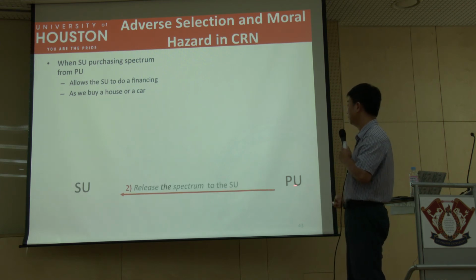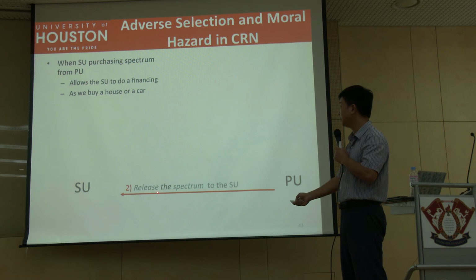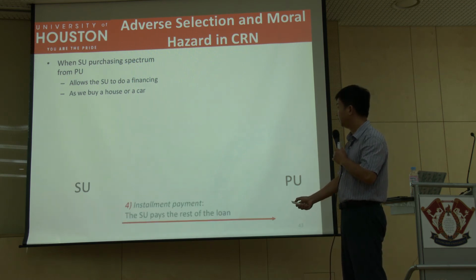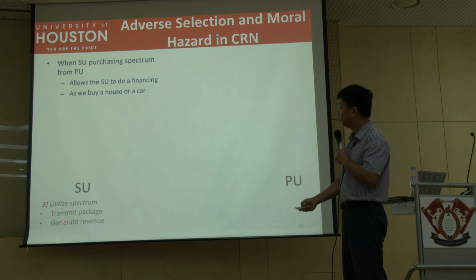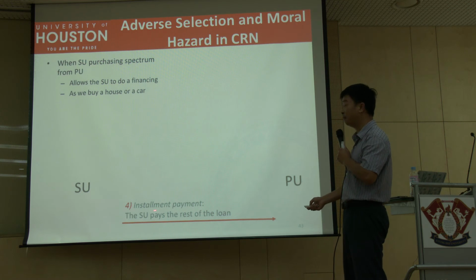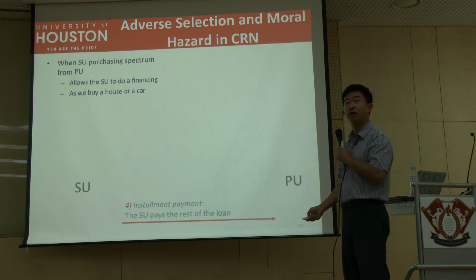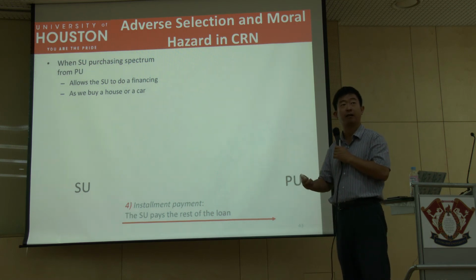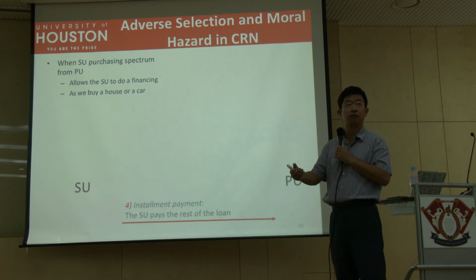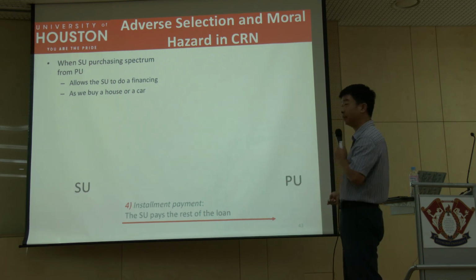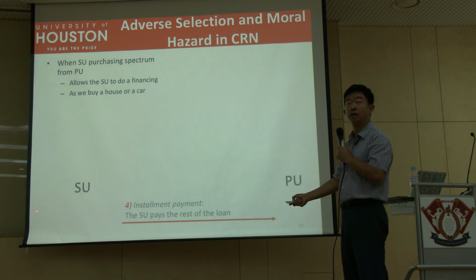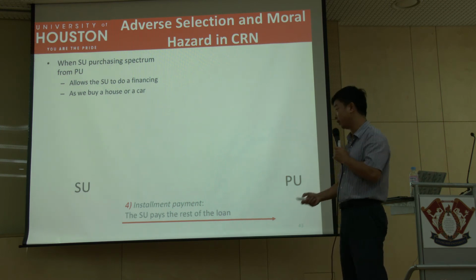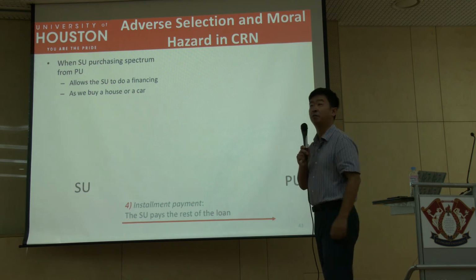On the other hand, after releasing the spectrum to the cognitive radio network, the cognitive radio tries to utilize it and give the payment back to the prime user. So each month, how much you need to pay me back. And this is a kind of moral hazard problem because this is already after the contract, the prime user will try to make sure that the secondary user is working. So this looks like venture capital.